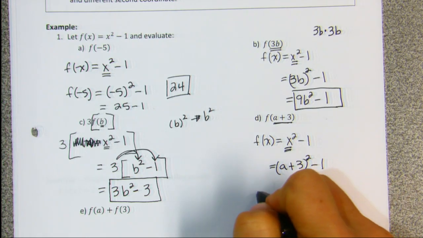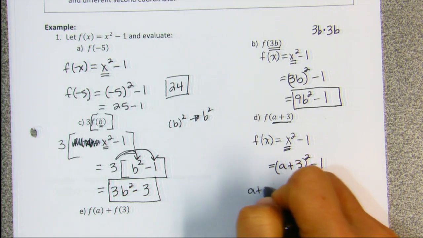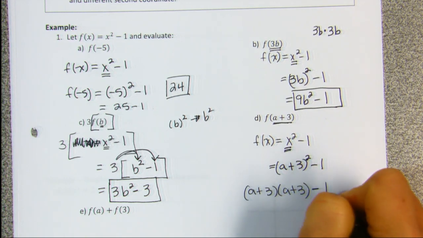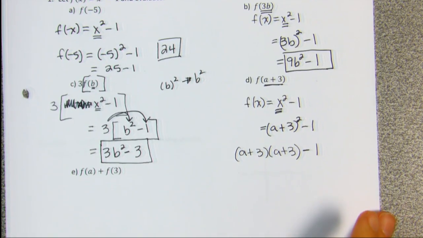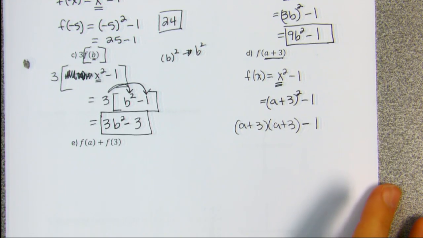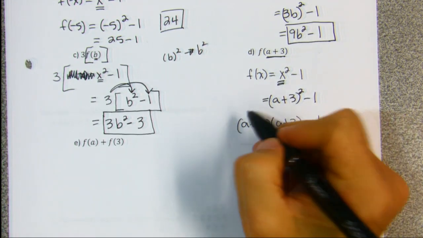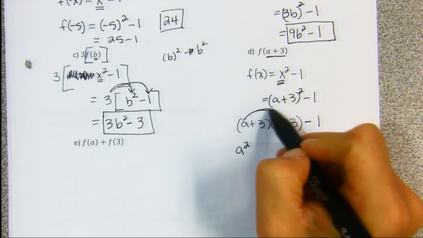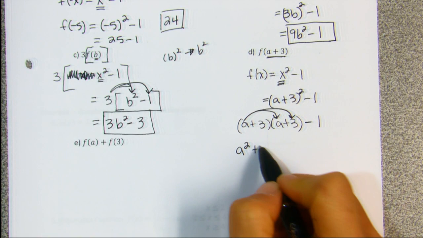We have to write this out twice. (a + 3)(a + 3) - 1, and we have to expand that. We have to FOIL it. So a times a is a squared. A times 3 is a positive 3a.